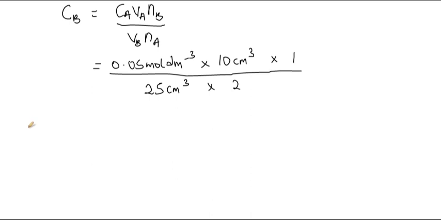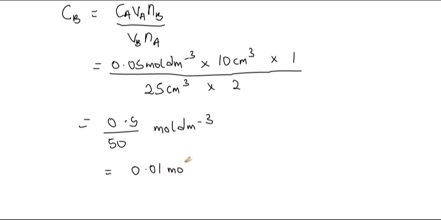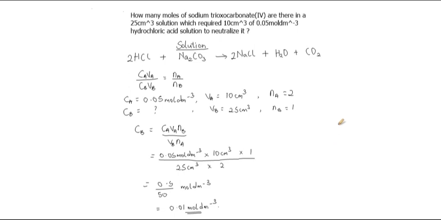So this gives 0.5 divided by 50 mole per dm cube, which is equal to 0.01 mole per dm cube. With the calculation we just did now, we've calculated the number of moles of sodium trioxocarbonate 4 that will be present in the solution, which is 0.01. That is 0.01 moles is present in 1 dm cube of the solution, and that answers the question.